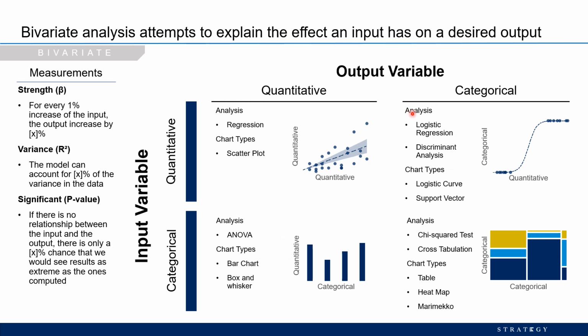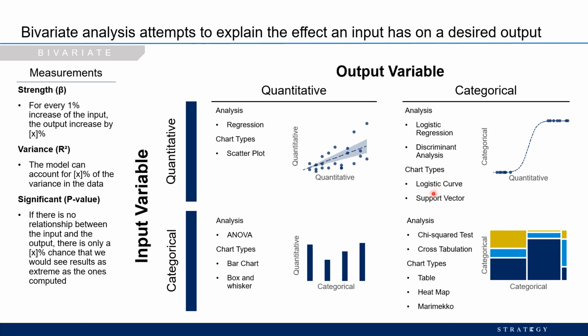If you have a quantitative variable as your input and a categorical variable as your output, you are probably going to need to use a logistic regression or some kind of discriminant analysis to figure out the relationship between the two.